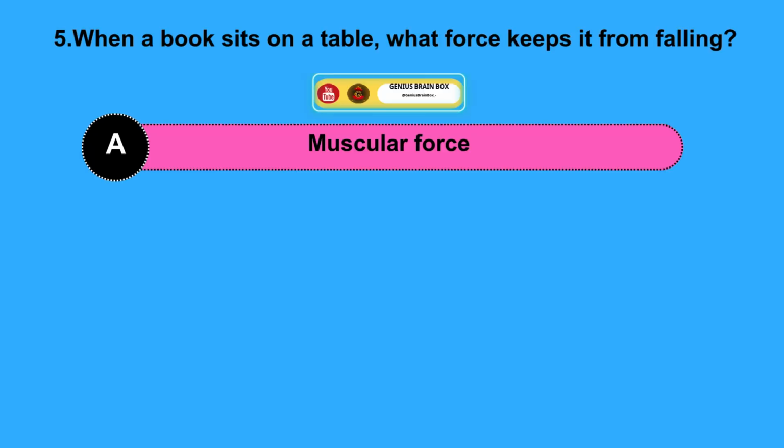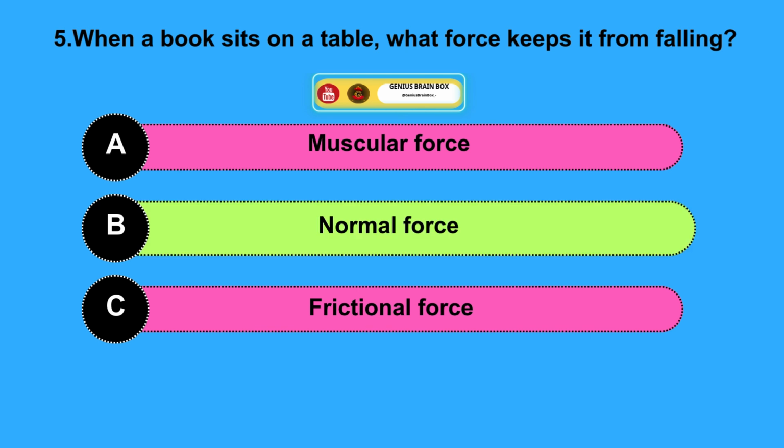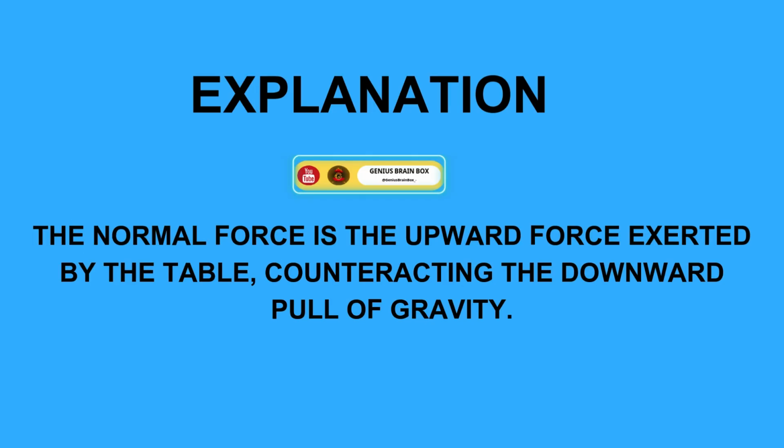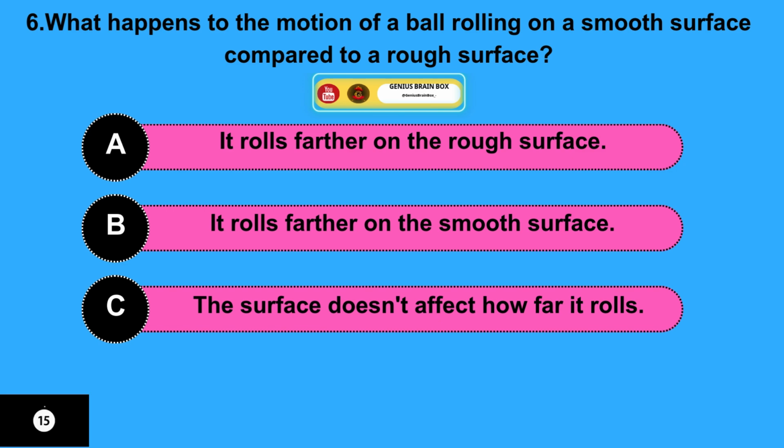When a book sits on a table, what force keeps it from falling? Option A. Muscular force. Option B. Normal force. Option C. Frictional force. Correct answer is B. Explanation is the normal force is the upward force exerted by the table, counteracting the downward pull of gravity.